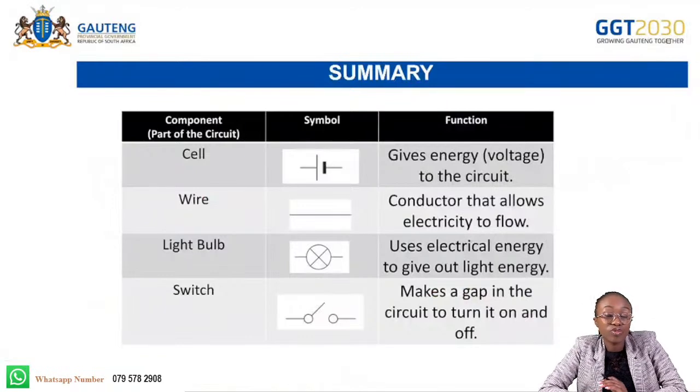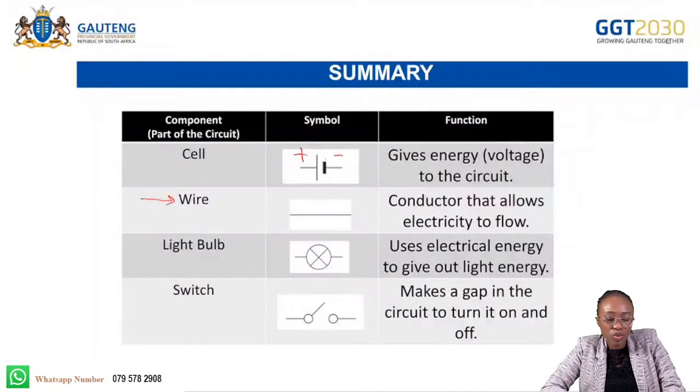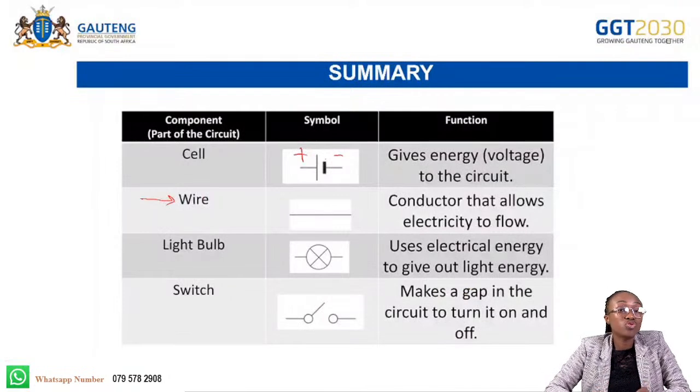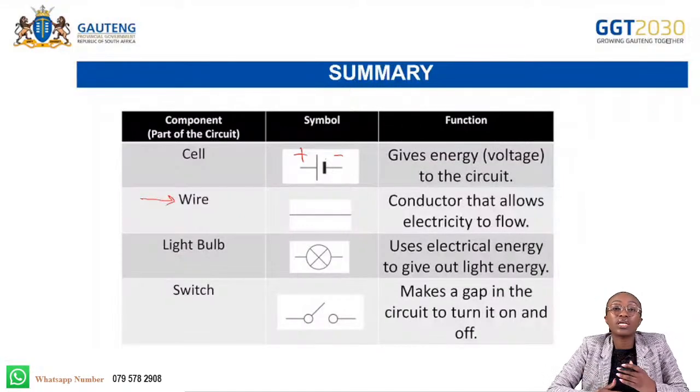And this is the symbol for a cell. So we've got the longer line and the shorter line. The longer line represents the positive terminal and the shorter line represents the negative terminal. Remember, 2 or more cells makes a battery. And then we learned about the wires, the conducting wires that are usually made up of a material called copper. The conducting wires allow electrical charges to flow through them, which is very important in the circuit.